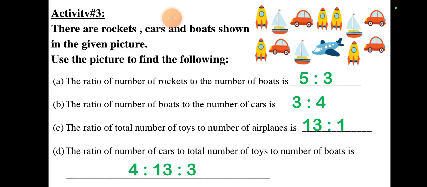The ratio of the number of cars to the total number of toys to the number of boats. They have asked me about 3 quantities, so I have to go through them in order, first the number of cars. I have 4 cars, so I write 4 ratio. Number of toys is 13, so I write 13 ratio. Then I have the number of boats, that is 3. 4 ratio 13 ratio 3, and it is in simplified form. That's why this is my answer.